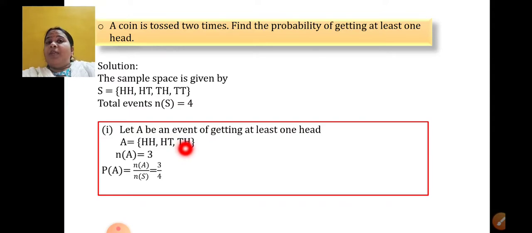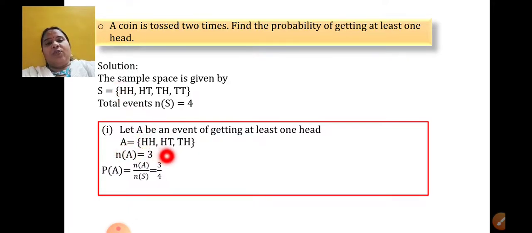Yes, minimum 1, more also has to be considered. So that is the reason HH is taken, not TT. Many students make a mistake in this. Understand this concept. At least 1, minimum 1, even if more is there, can be taken. So HH also has to be taken.